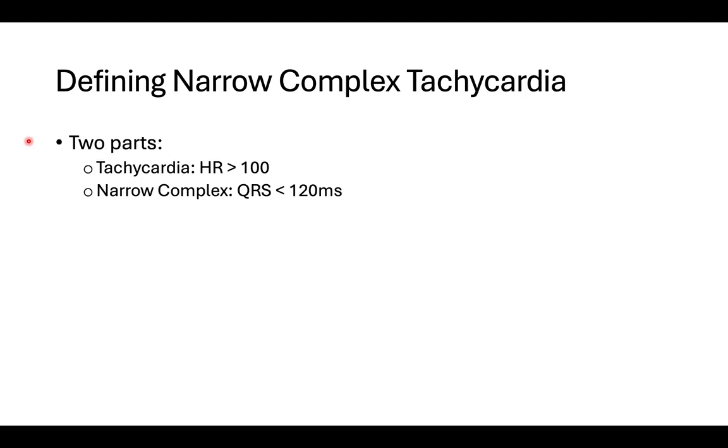All right, so getting started with defining narrow complex tachycardia, it's almost as simple as it seems. We have our 2 parts, our tachycardia defined as heart rate over 100, and narrow complex referring to the QRS complex being less than 120 milliseconds.